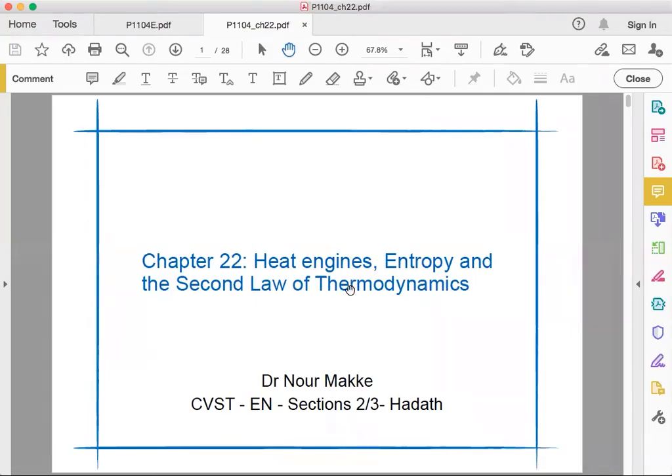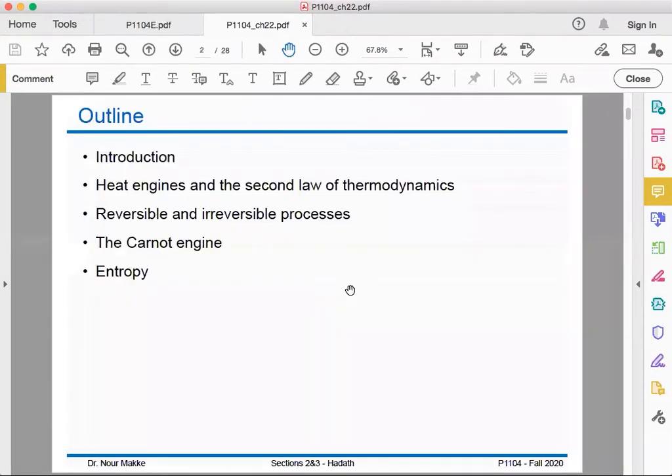Good morning, everyone. So in this lecture, we will continue with the second part of thermodynamics, and it's going to be the last chapter in this course, in which we're going to talk about the heat engine, the entropy, and the second law of thermodynamics. So after the introduction, here are the topics that we are going to discuss in detail.